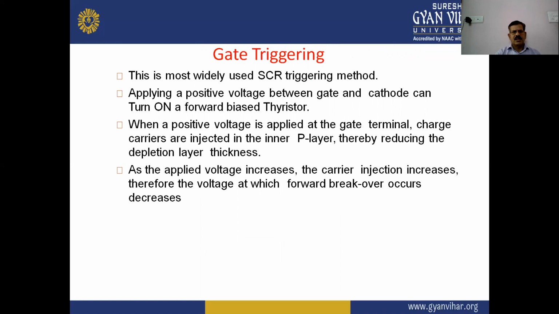Next method is the gate triggering method, which is the most widely used of the SCR triggering methods. In this method, applying a positive voltage between gate and cathode can turn on a forward biased thyristor. When a positive voltage is applied at the gate terminal, charge carriers are injected in the inner P layer, thereby reducing the depletion layer thickness. As the applied voltage increases, the carrier injection also increases. Therefore, the voltage at which forward breakover occurs decreases in that case.